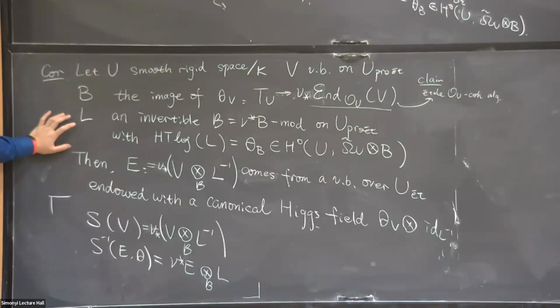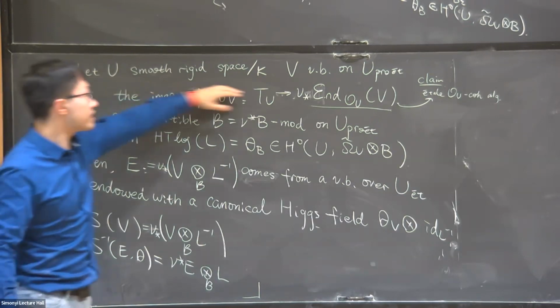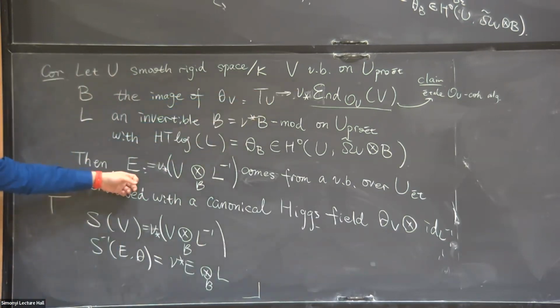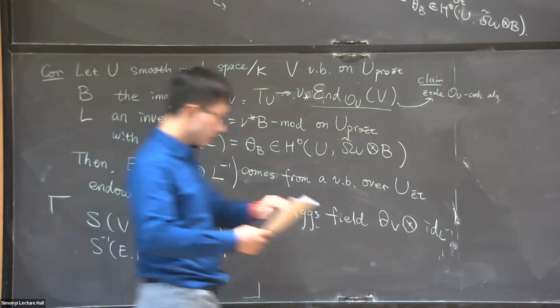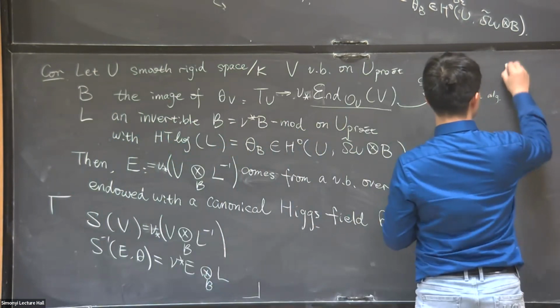Yeah. Okay. So in fact, this theorem tells you how to produce from a vector bundle over the pro-étale site a Higgs bundle, like that. So in fact, we are defining the p-adic Simpson functor. So, proof.